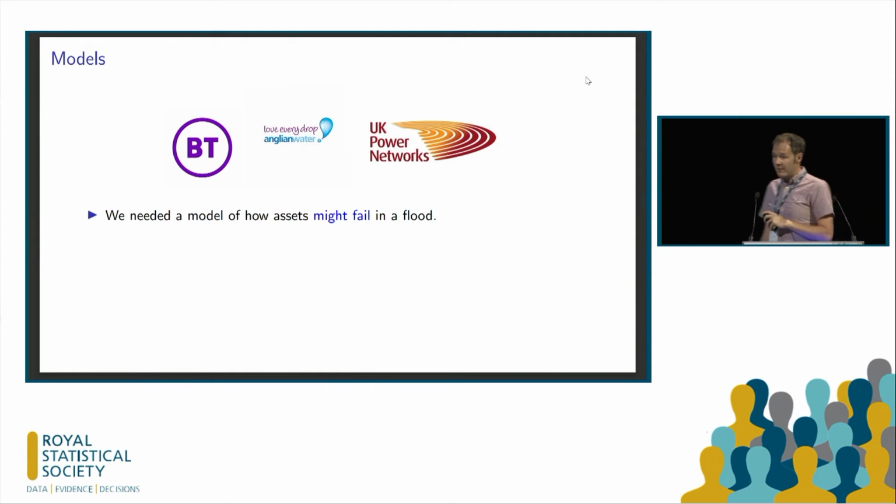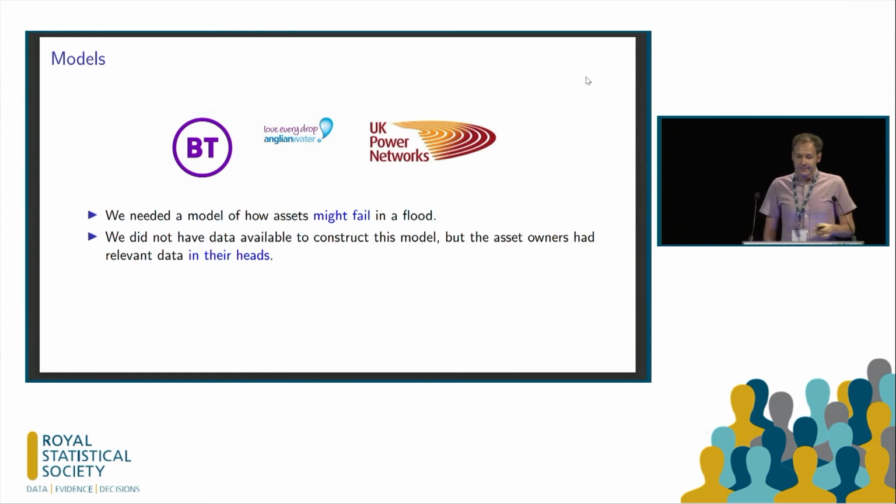So what models did we have within Credo? So we needed a model of how an asset might fail in a flood. So we didn't have lots of nice observational data available to construct this model. So King's Lynn, in spite of it being the place chosen for the demonstrator to be initially developed, hasn't had a lot of extreme floods over the last sort of 10, 20, 30, 40, 50 years. So we don't have loads of data where lots of the assets failed and some of the assets didn't fail in order to base our model on.